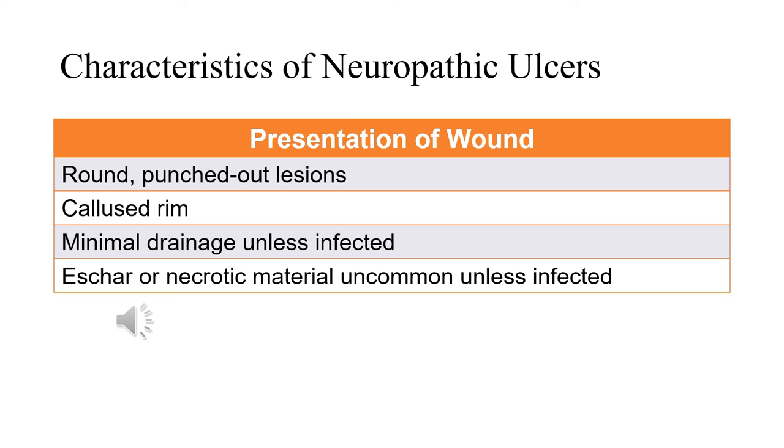Usually there's gonna be pretty minimal drainage because there's not a lot of blood flow usually in this area for these folks because of ischemia. Unless they're infected, then you might see a lot of drainage pouring out of that wound. They can develop eschar or necrotic material. However, it's not real common unless they develop an infection.